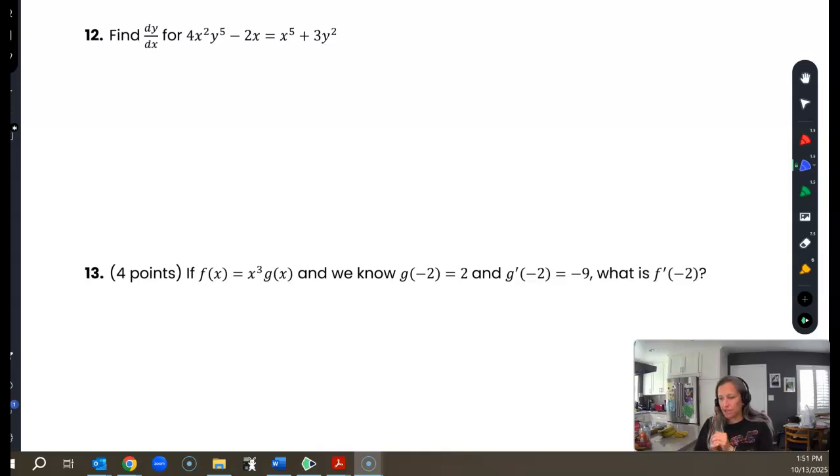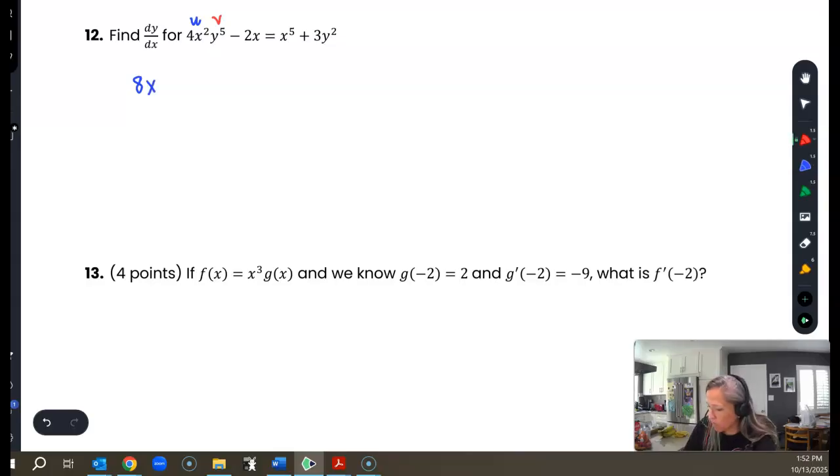Number 12 was a nice little implicit question. Hopefully you recognize that we did have a product here at the very beginning. A lot of us recognize the product, but I'm going to show you guys what kind of happened, what went wrong on this problem. So the derivative of that u is going to be 8x.